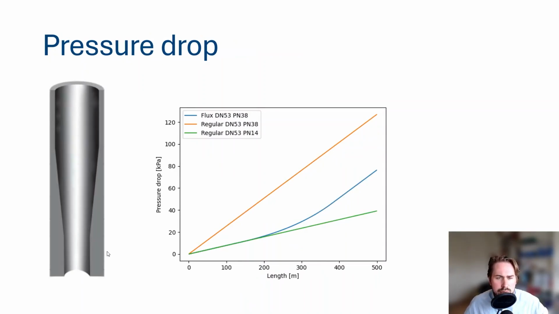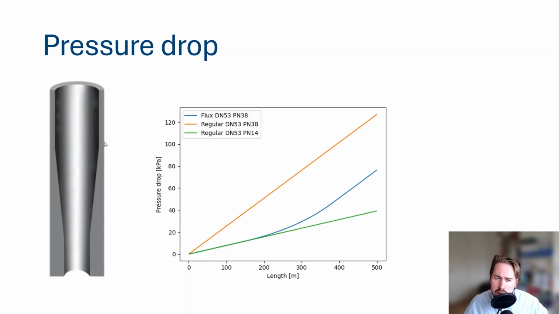So here I have again the cross-section of a probe. Let's work for this example with a flux DN53 PN38, which is developed for really deep boreholes, the 300 and more meters deep. Now it has three regions, as we said.